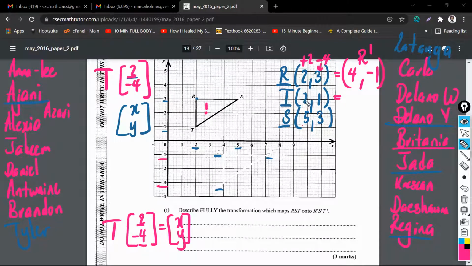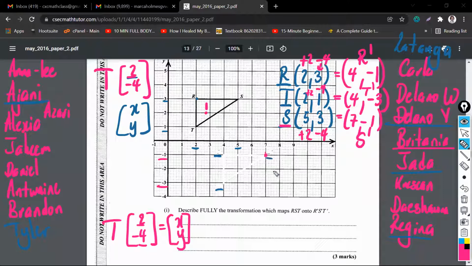For the second one, what would you do? Same thing. 2 plus 2 would give me 4, and then minus 4 with the 1 is going to give me -3. So 4, -3, and this would be T prime. Make sense? Yes, sir. Same thing with this S. It would end up being 2 plus the 5 would give me 7, and then minus 4 plus the 3 would give me -1. So S prime is 7 for the x-axis, -1 for the y-axis, right?